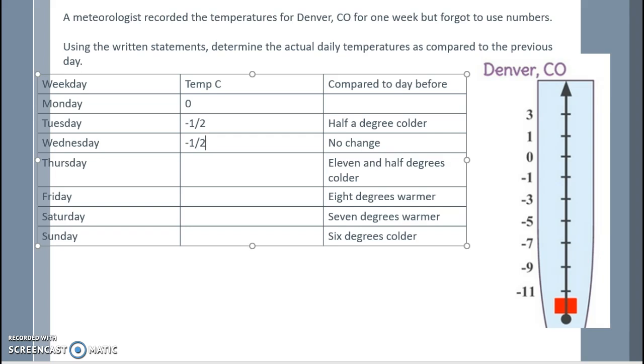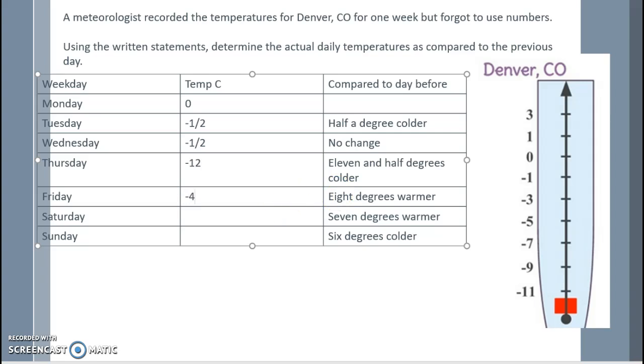On Thursday it was 11.5 degrees colder. So if we're already at -1/2, half would bring us to -1. If we go 11 more, here'd be 2, 4, 6, 8, 10, 11. So -12 degrees. If we're at -12 degrees and now we warm up 8 degrees, here we would have, and notice it goes by 2's, so -12 plus 8, so 1, 2, 3, 4, 5, 6, 7, 8, bringing us to -4.